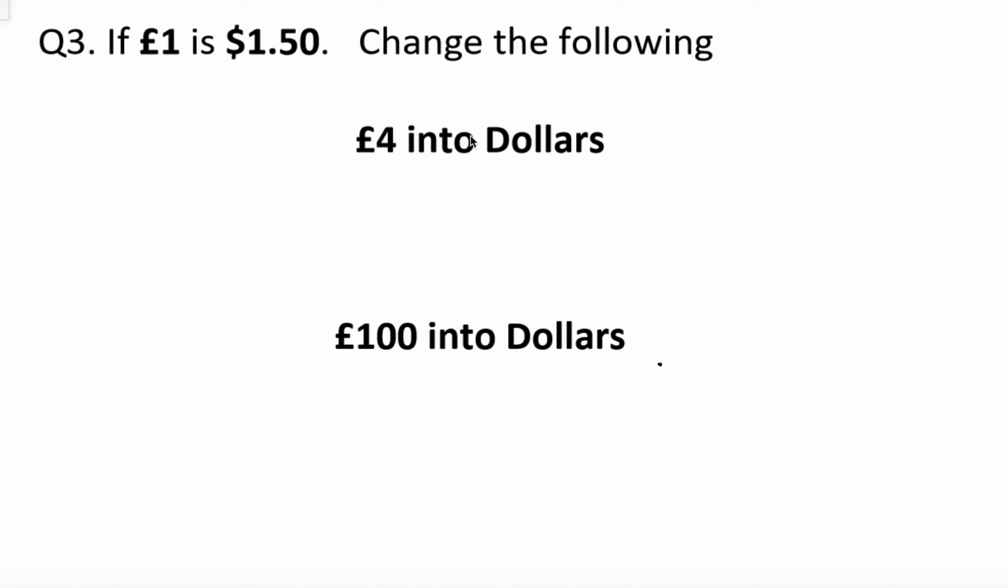So if we've got £4 and we want to know what that value is in dollars, we just have to multiply that number by 1.5. So 4 times 1.5, what's that going to equal? Or 1/4, so basically the answer is 6.